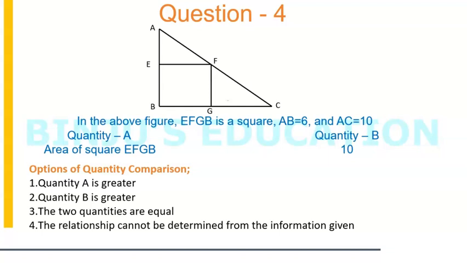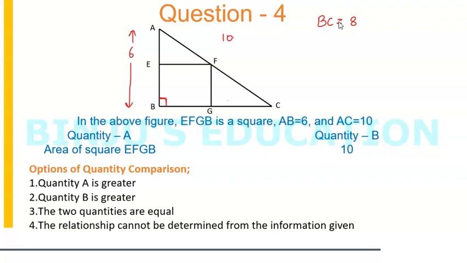All right, let's see what we can do with this one. In the figure above, EFGB is a square, okay. AB is 6, so this entire part is 6. AC is 10, this is 10. Now if EFGB is a square, so this angle will automatically be 90, which means ABC will be a right angle triangle, and which means BC will be equal to 8.